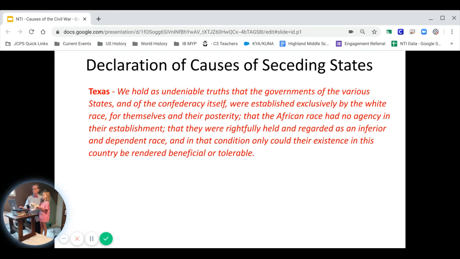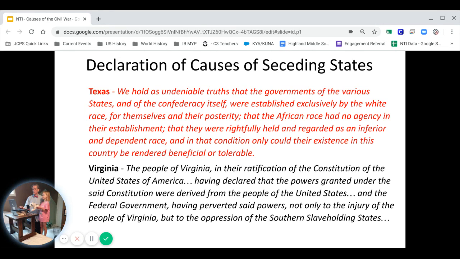In Texas, we hold as undeniable truths that the governments of the various states and of the Confederacy itself was established exclusively by the white race for themselves and their posterity, that the African race had no agency in their establishment or took no part in it, that they were rightfully held and regarded as an inferior and dependent race, and in that condition only could their existence in this country be rendered beneficial or tolerable. So Texas, again, is not holding back with the white supremacy and the support of slavery.